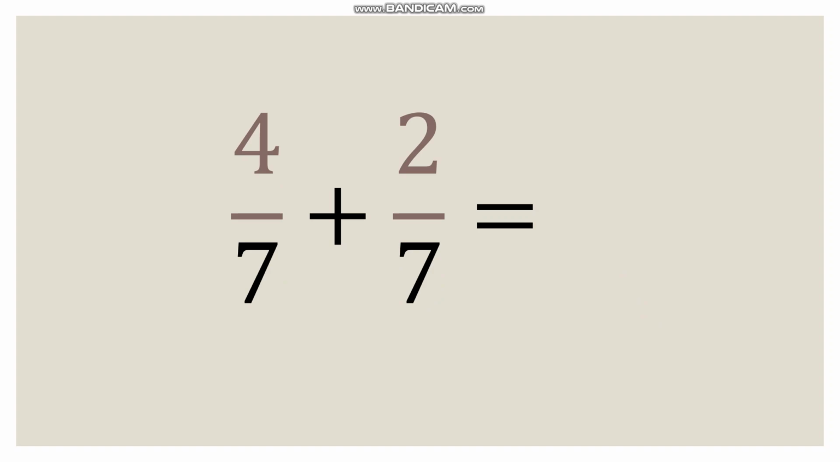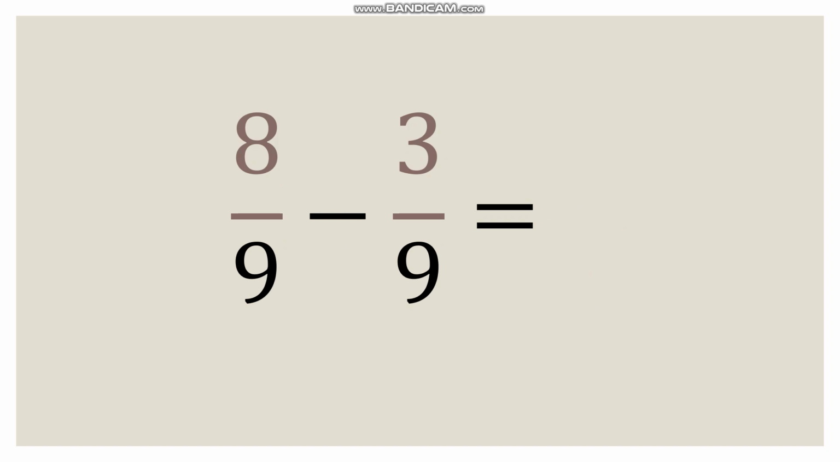Please try this one. 4/7 plus 2/7. What's the answer? Okay, so we're just going to add the numerator again. 4 plus 2, that is 6. Then copy the common denominator, which is 7. So the answer is 6/7.